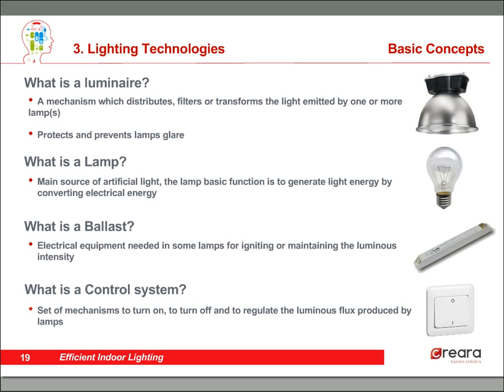Not all lamps work by themselves. Some of them need auxiliary equipment, like ballast or transformers. The ballast is the electrical equipment needed in some lamps for igniting or maintaining the luminous intensity. And finally, the control system, the last picture, is the set of mechanisms to turn on, turn off, and regulate the luminous flux produced by lamps.